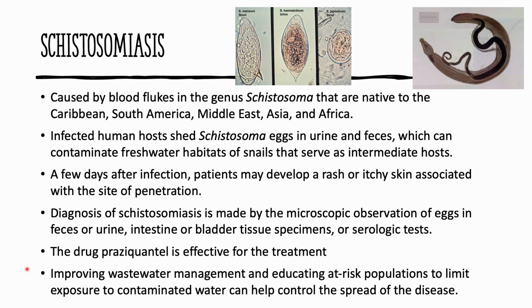Because in order for this blood fluke, this pathogen, to finish its life cycle and create those infective forms, it has to get into freshwater habitats. So if you have clean fresh water and it's not being contaminated with things like urine and feces, then it's never going to be able to complete its life cycle, and then people will not be infected with the pathogen.